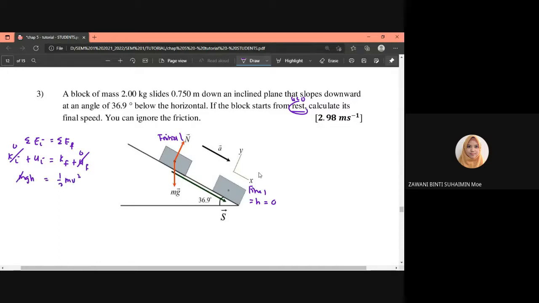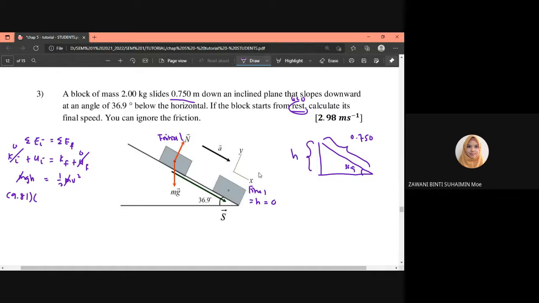Okay, so M dengan M kita boleh potong. G 9.81. H dia adalah kita kena resolve saya rasa. Okay, so yang diberi ni adalah the inclined surface. Okay, so contoh kat sini, yang diberi tu adalah yang ini, distance yang ini, iaitu 0.750. And then dia bagi kita angle kat sini 36.9. Okay, so apa yang kita nak, yang kita perlukan adalah H, iaitu yang ini.